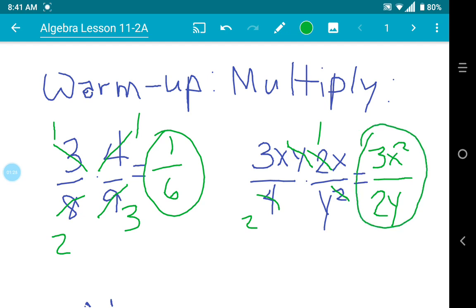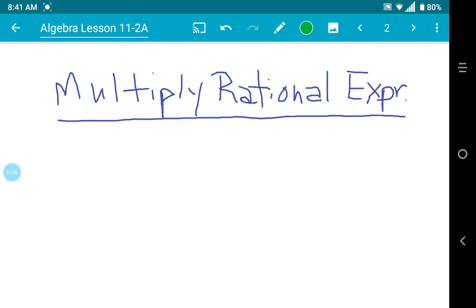Now we're just going to extend that because we did just multiply rational expressions, so we're just going to make them a little more interesting going forward. That's a really bad 2. Let's move on. Okay, so these are your notes, and it is 11.2a.